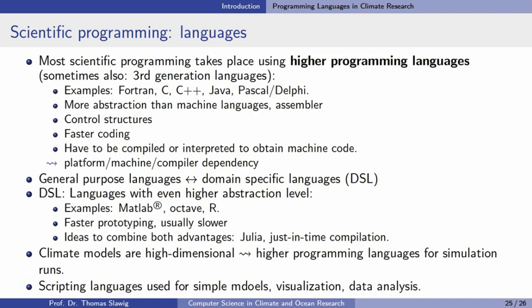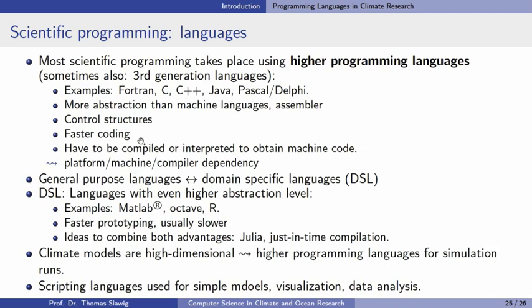So for scientific programming, or computational science, where there are simulation runs like climate or physical, technical, economic computations, we use higher programming languages, which are these Fortran, C, C++. Java is also something, but Java is not that efficient. Pascal is not used anymore. They have more abstraction than the machine language. So these languages were invented to avoid that we have to program on the machine level in assembler or something.